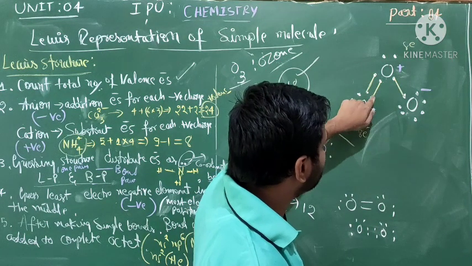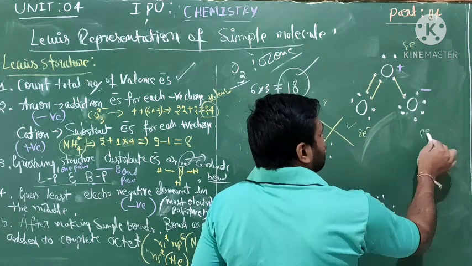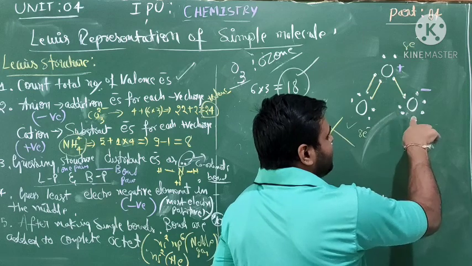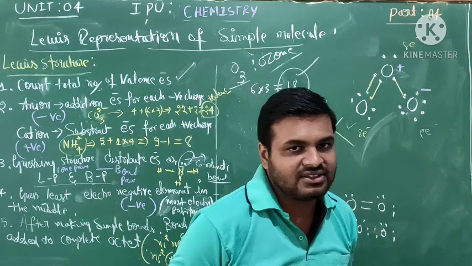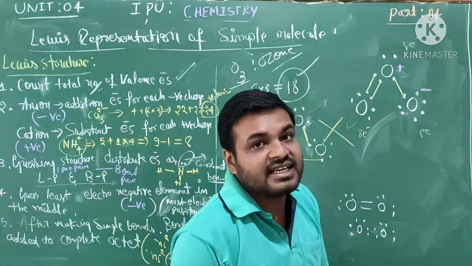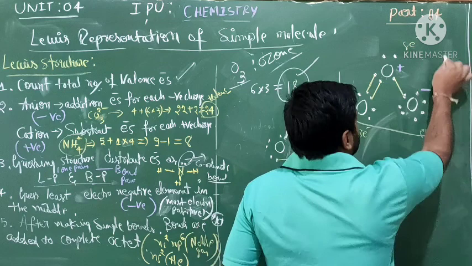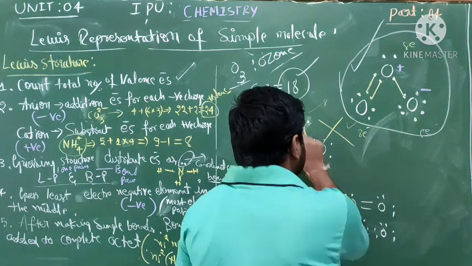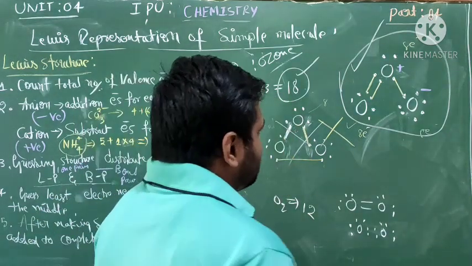One, two, three, four, five, six, seven, eight. Okay? This is also eight electron, this is also eight electron. Okay, now we come to this one. One, two, three, four, five, six, seven, eight. And minus, because extra electron is come from this one. This is gaining nature. Okay? This is ozone Lewis structure, but not this one. Clear? Okay. So next one.